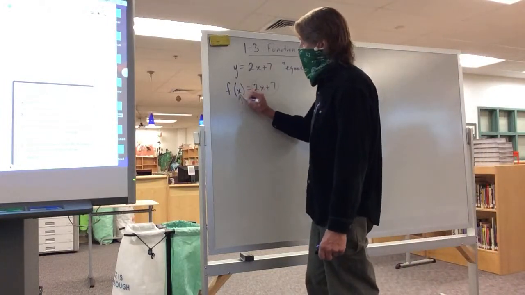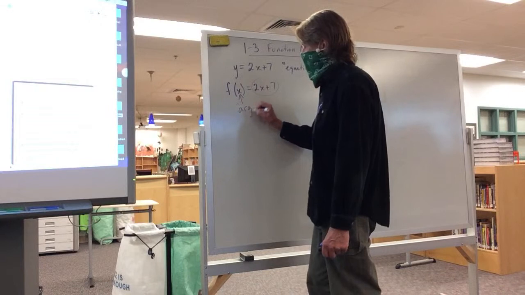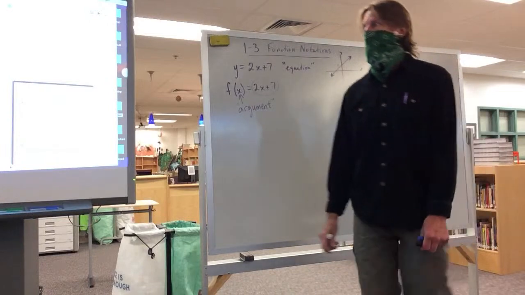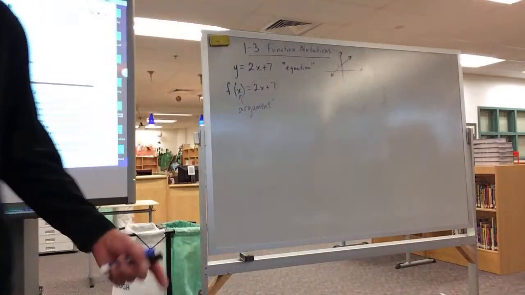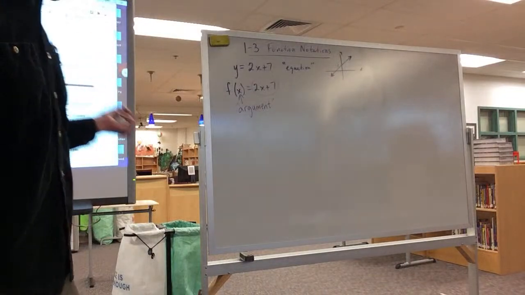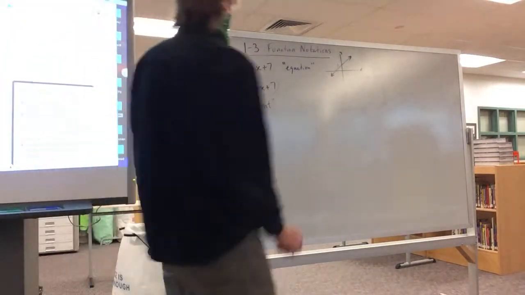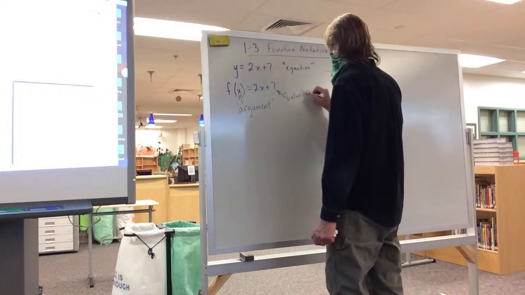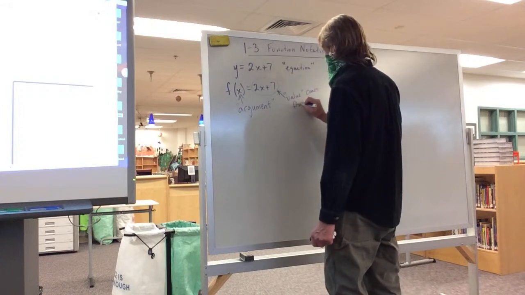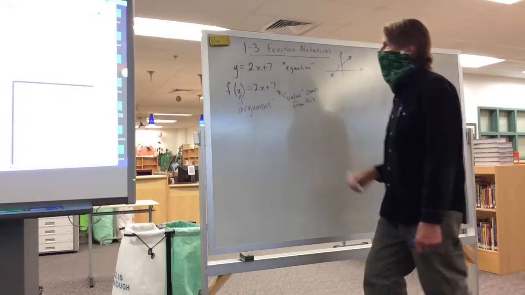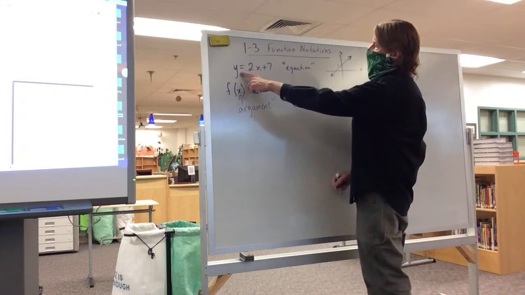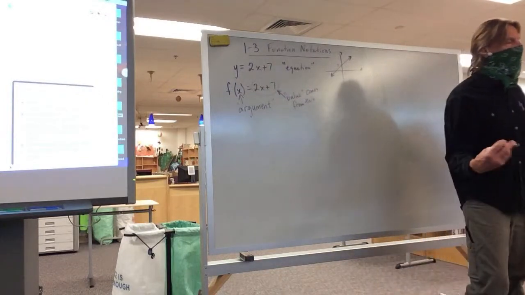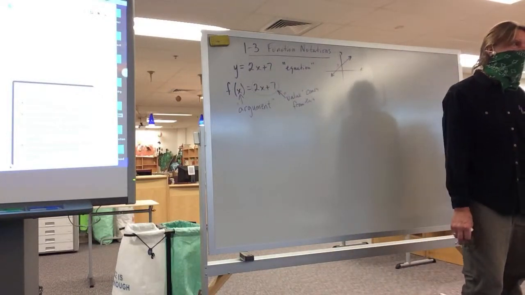The argument is x. And then the value of the function comes from that 2x plus 7. So the value comes from this side. So up here, we say, well, there's the value of the equation, and this is how we get the answer. It's the same idea, but what we're doing is we're changing some of the vocabulary a little bit.